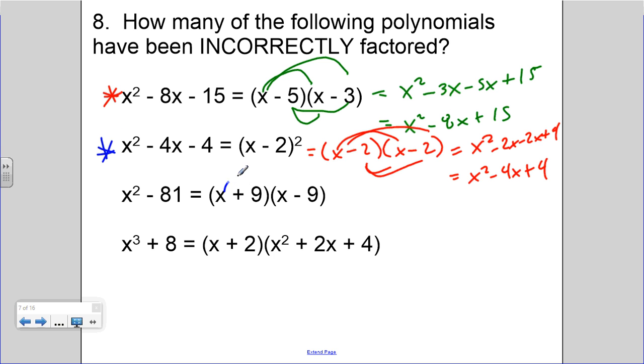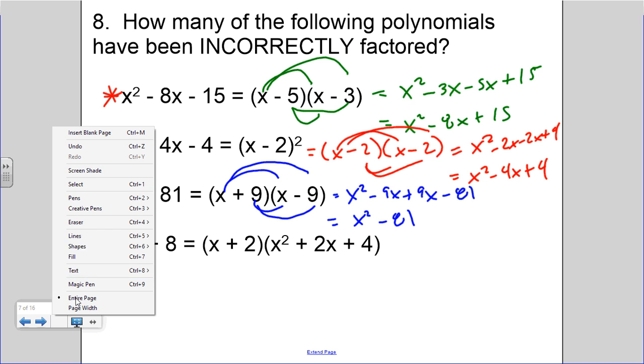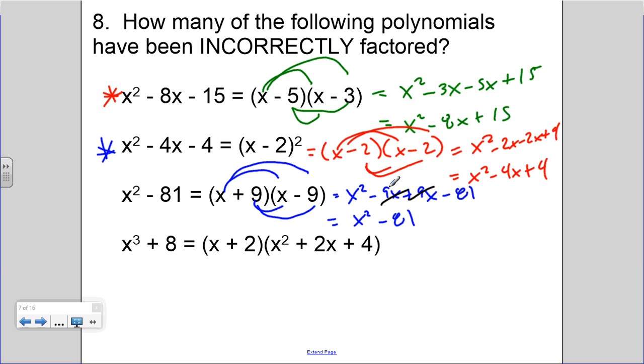On the third one, x times x is x squared. X times negative 9, negative 9x. 9 times x, positive 9x. 9 times negative 9, negative 81. Combine your like terms, you would have x squared minus 81 because 9x and negative 9x cancel each other out. So this one is correctly factored.